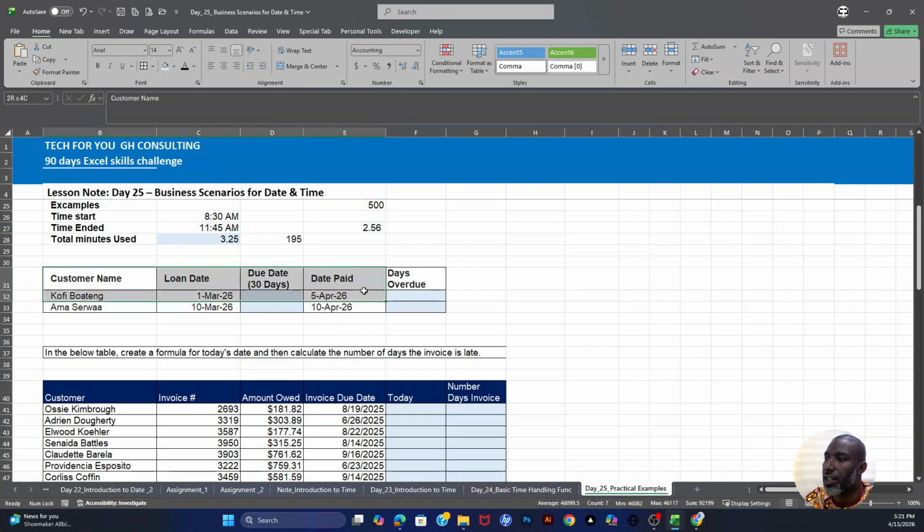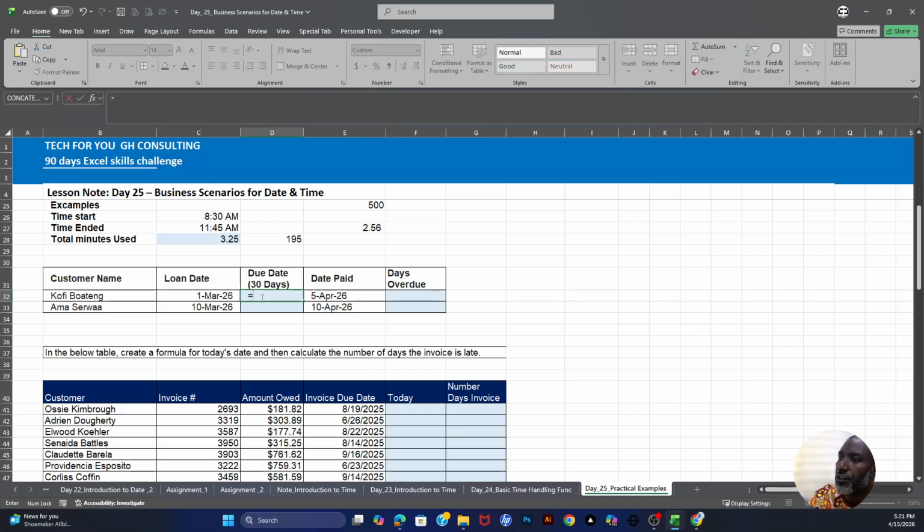So let's look at another scenario that we have here. Kofi Boateng took a loan on the 1st of March 2026, and the loan is due within the next 30 days. And then he paid the loan on the 5th of April. Do we have overdue days? So we need to calculate the loan due date, which is equal to our date plus the 30 days that the person is supposed to pay the loan, and that is 31st March.